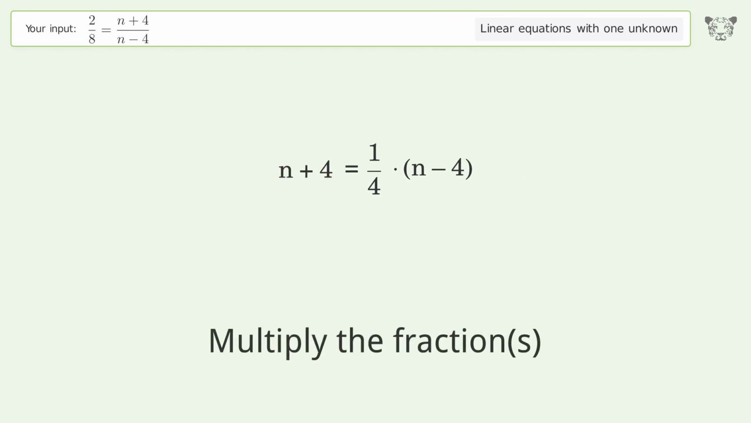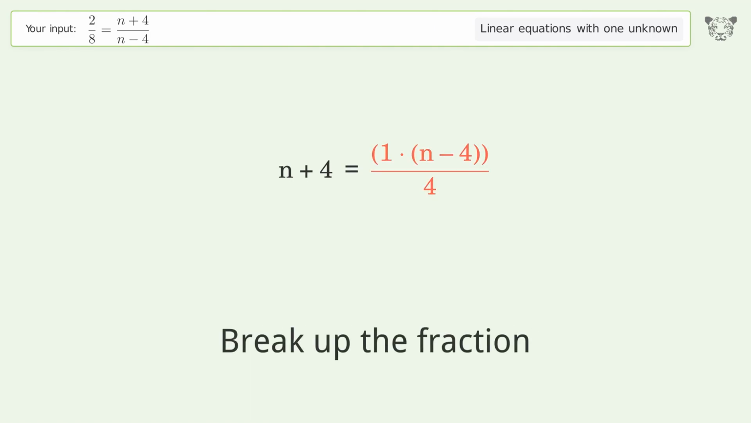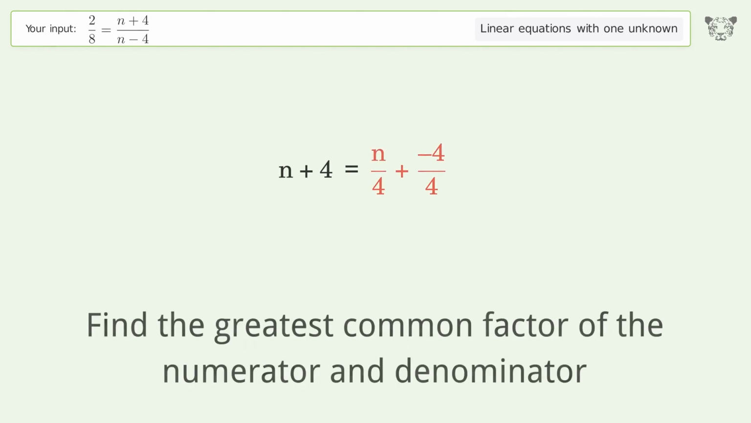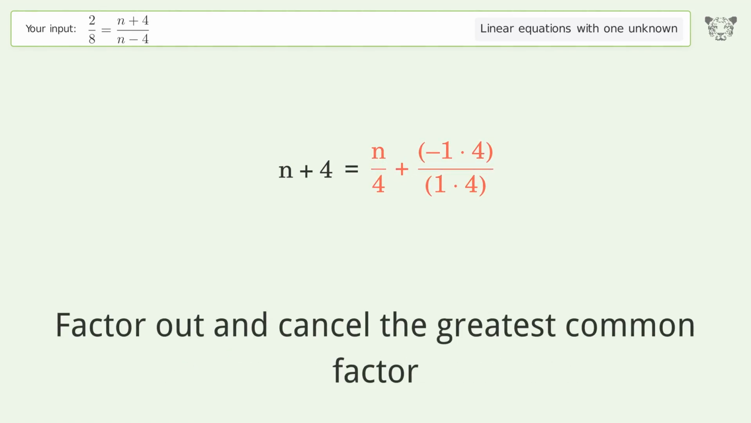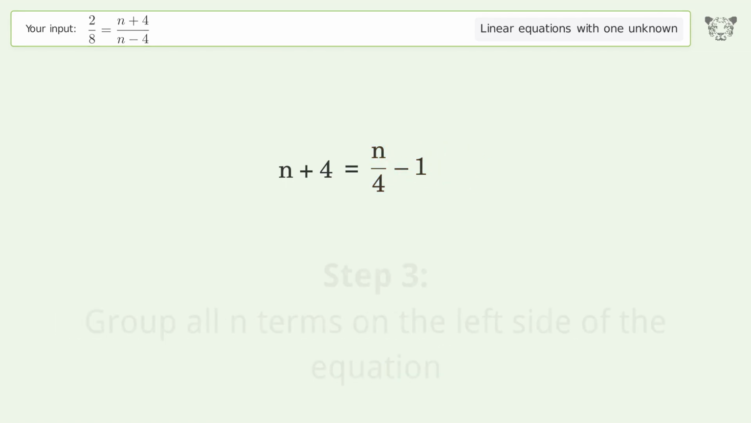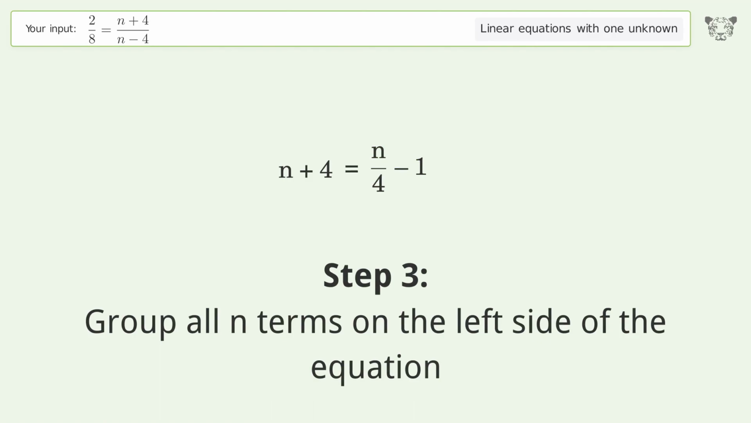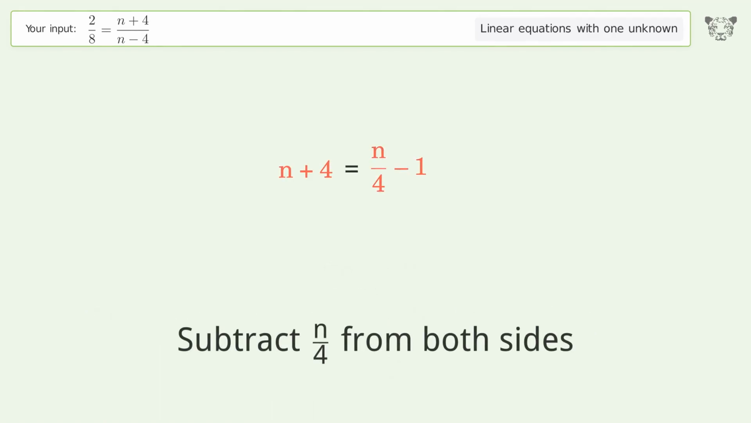Multiply the fractions. Break up the fraction. Find the greatest common factor of the numerator and denominator. Factor out and cancel the greatest common factor. Group all n terms on the left side of the equation. Subtract n/4 from both sides.